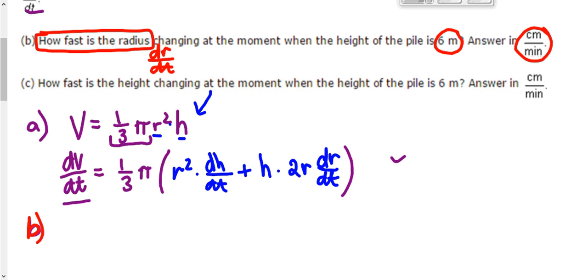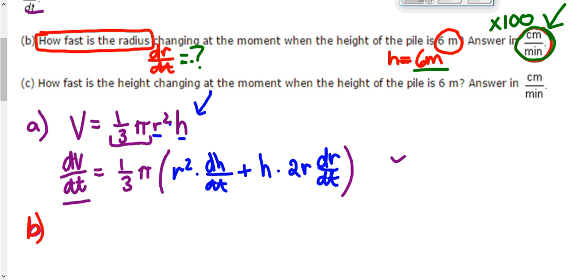At the moment when the height of the pile is 6. So they're literally telling us h is 6 meters. Be careful here. They want their answer in centimeters. So after we do all our work, to get from meters to centimeters, there's 100 centimeters in a meter, so we have to multiply our answer by 100. And then we can write it in centimeters. So be careful of those things. This is what we're looking for. This is additional information that they gave us, and then we're going to have to change our units at the end.